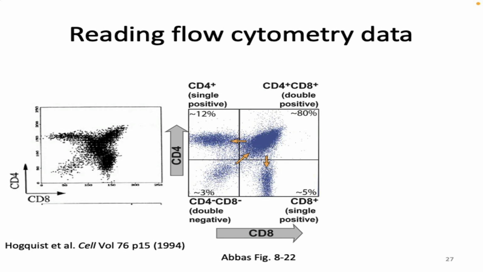And so you can see that basically when we do a quadrant gate, a lot of times this semester we're going to see quadrant gates. The bottom left is minus minus. It's minus for both things. Sometimes we might say low instead of minus, but low or minus, either way is fine. So in this case, 3% were minus minus for the two proteins. Here we have plus for one of them, minus for the other one, plus for CD8, which we can see from the axis, minus for CD4. It's about 5%, 12% that are CD4 positive, CD8 negative, and 80% that are double positive for CD4 and CD8.